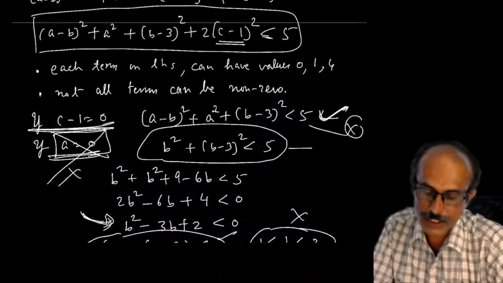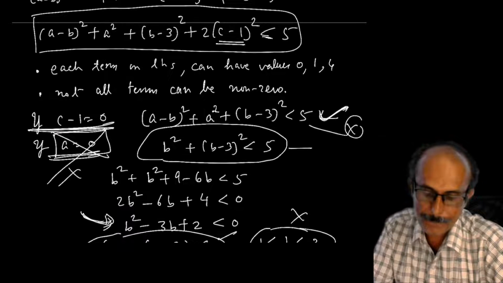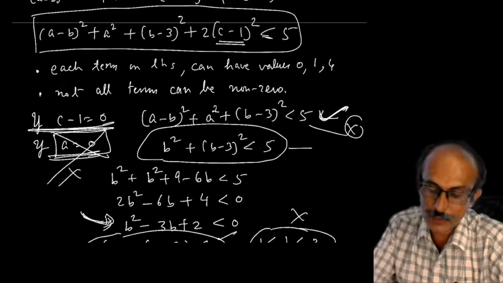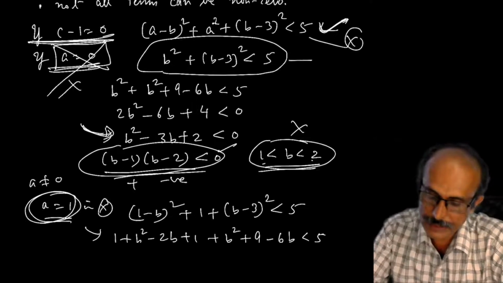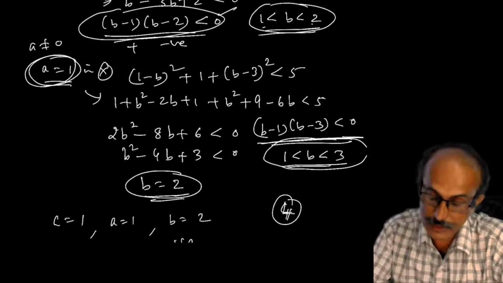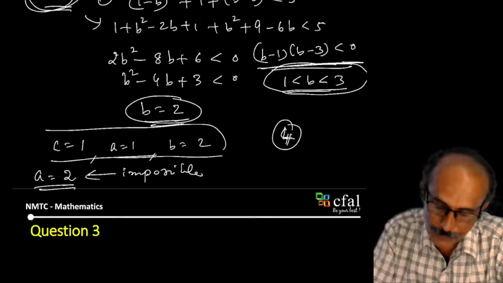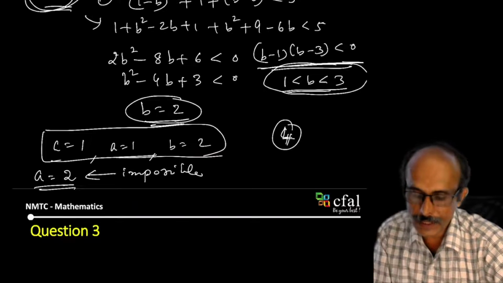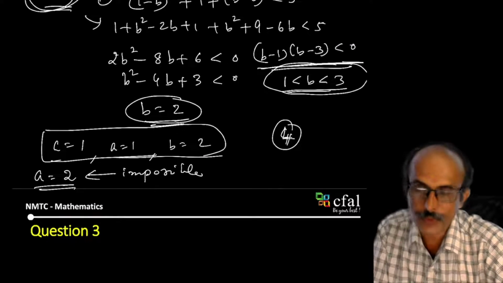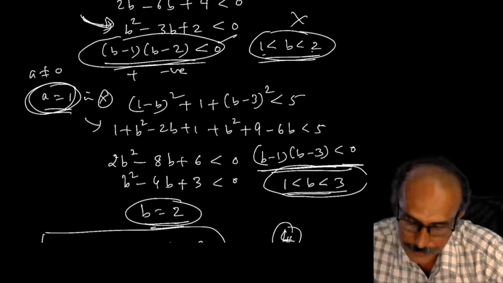Now c minus 1 square equal to 1. See what happens. Like that you have to analyze again and again and completely see that these are the only possible values: c equal to 1, a equal to 1, b equal to 2. So the details are left to you, but I hope you follow the main argument.